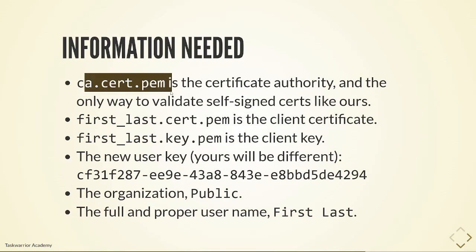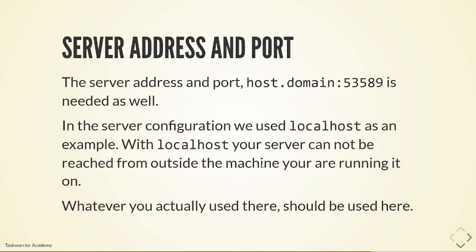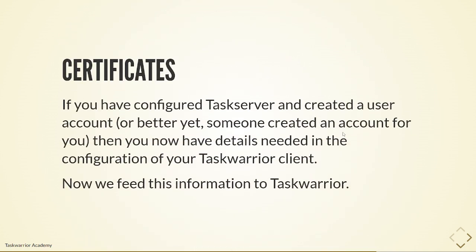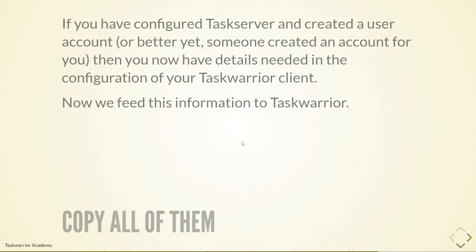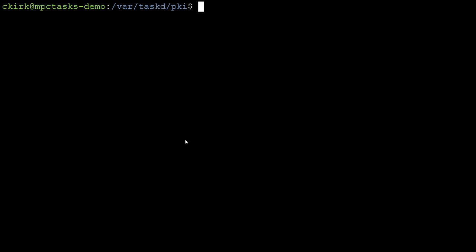We're going to need to download our certificates, and we need this key. We need to know our organization, and we need to know our username. We need to know our address and port. We got that. We're ready to configure the client. So they want us to download our certificates and put it into our .task folder. Let's go ahead and do that now.